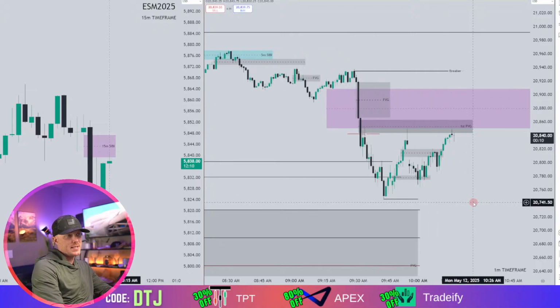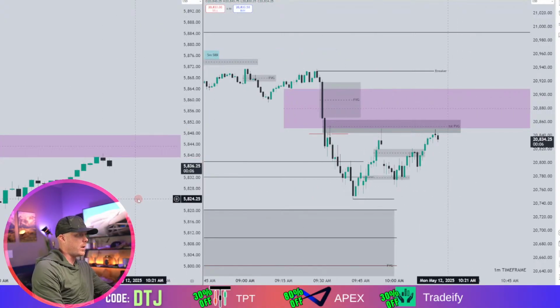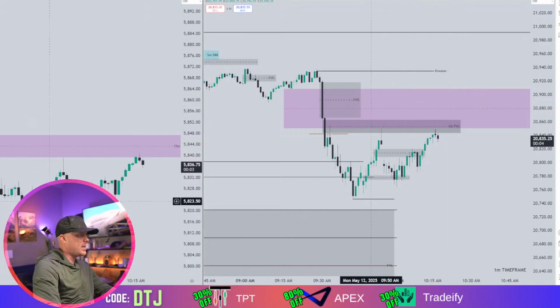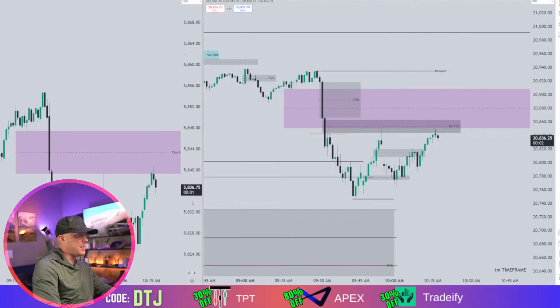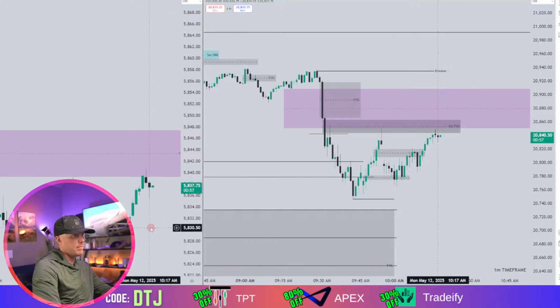And Ted, if you're getting SMTs every time, then that's a sign that we just need to sit out and wait. So ES has hit the 15-minute fair value gap. NQ has not yet. Pretty close.